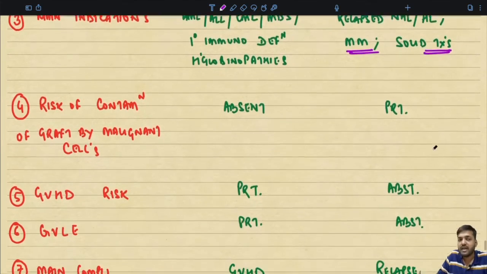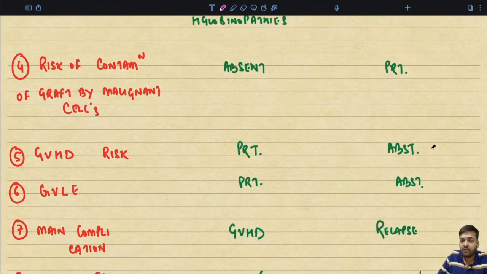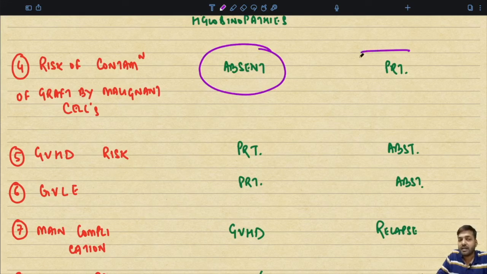The risk of contamination of the graft by malignant cells is completely absent over here, because the donor is completely healthy. But over here, the recipient and the donor are the same, so there can be a chance that the malignant cells remain in the harvest. So the risk of contamination of the graft by malignant cells is high in the autologous variety.